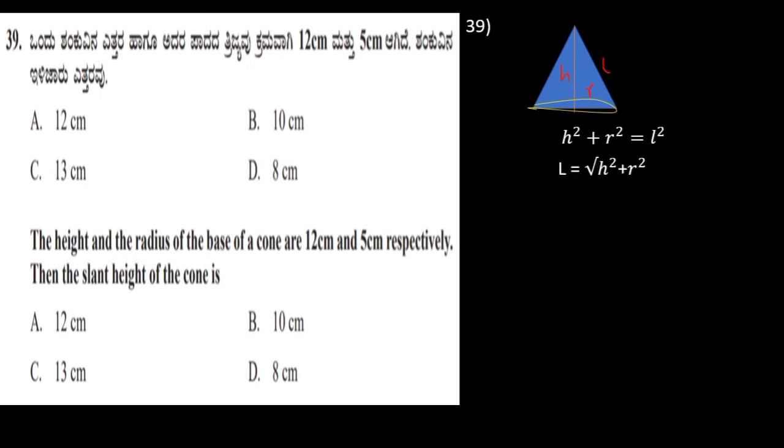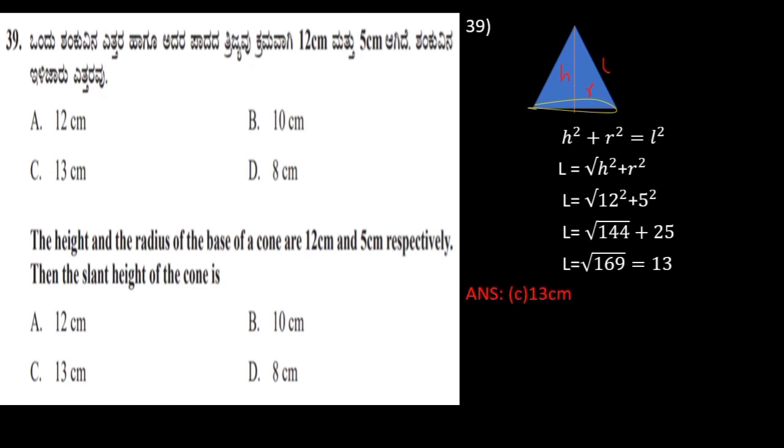By substituting the values I'll get square root of 12 square plus 5 square. What is the value of 12 square? It's 144 plus 25. By adding both we will get 169, square root of 169. What is the square root of 169 value? That is 13. Therefore option C, 13 cm, is the correct one.